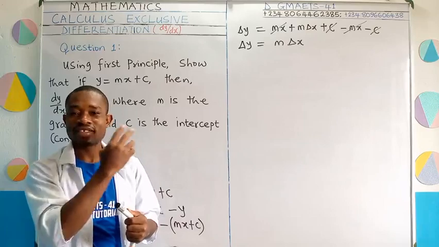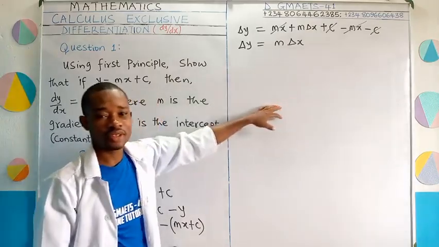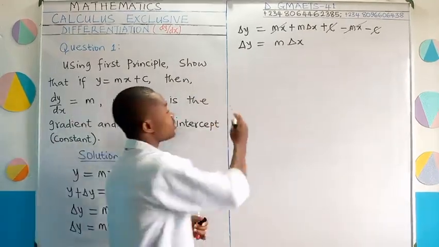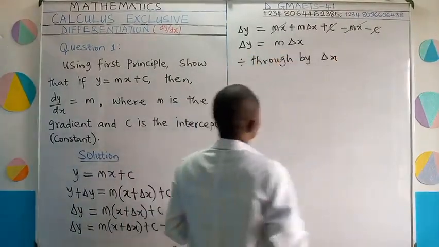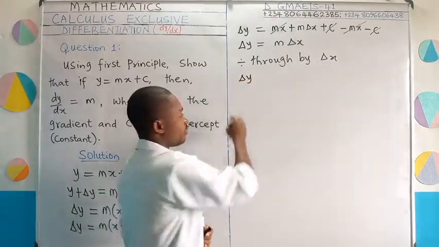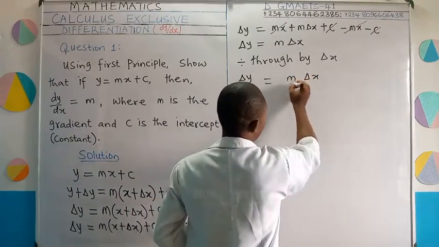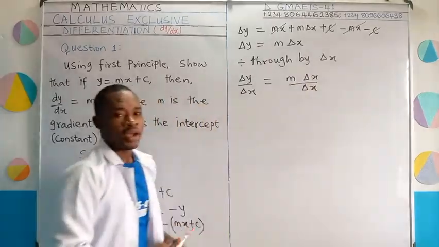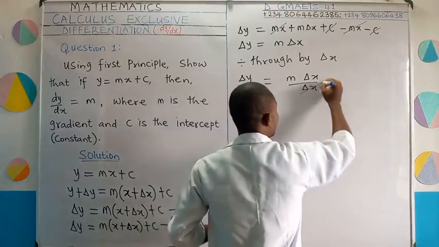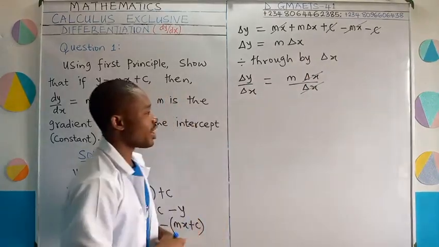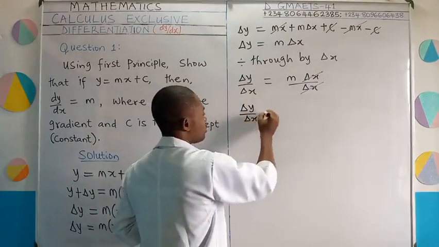I will now convert this to delta y over delta x. And how do I get my over delta x to this equation? Delta y over delta x is simply to divide both sides of the equation by delta x. Divide through by delta x. Doing that, I have delta y over delta x equal to m delta x over delta x. Alright? Now, you notice that this delta x will cancel out this delta x, and I'll be left with delta y over delta x being equal to m.